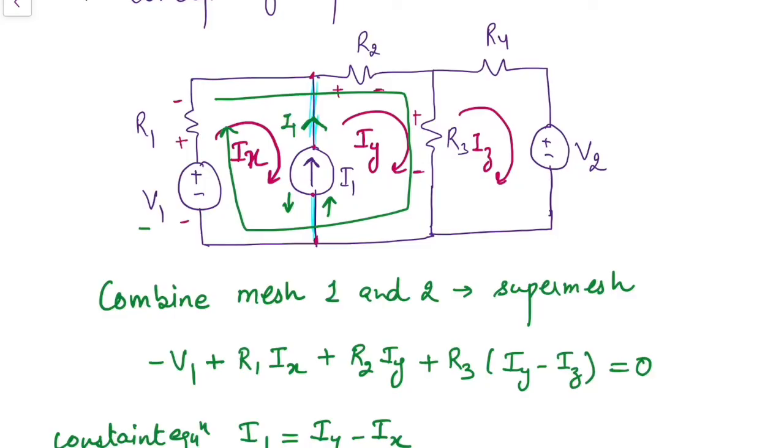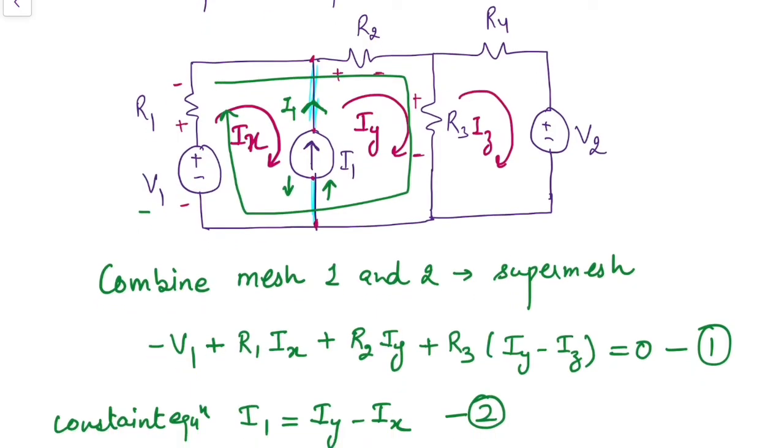So now we got two equations from these two meshes. First is by applying KVL. Second is the constraint equation. The third equation we can get from mesh 3.